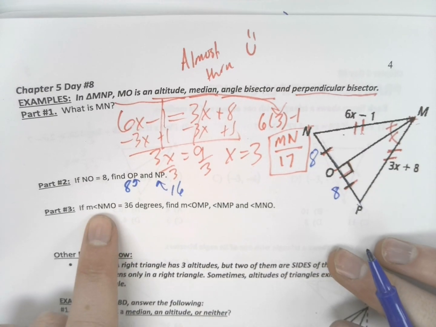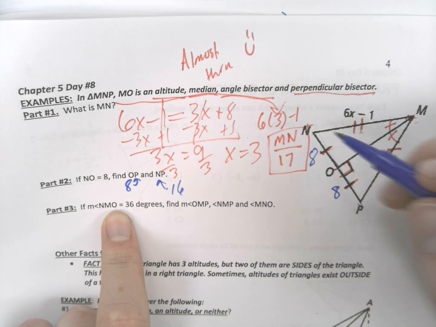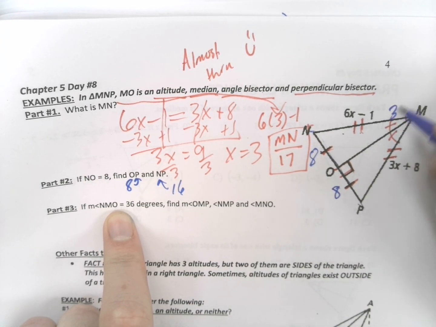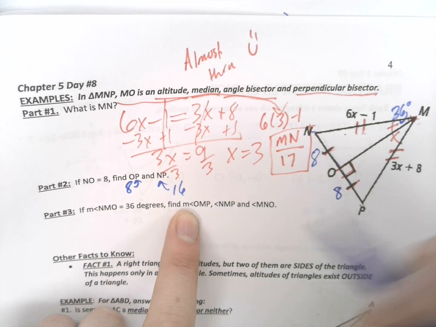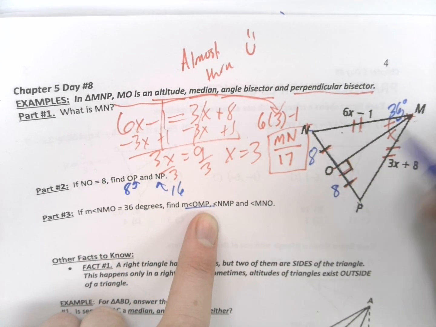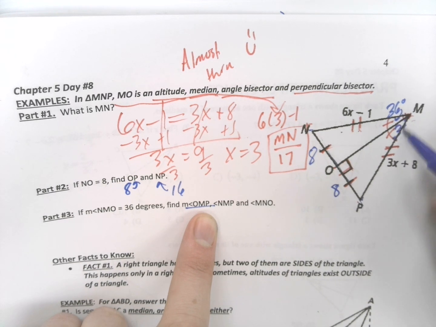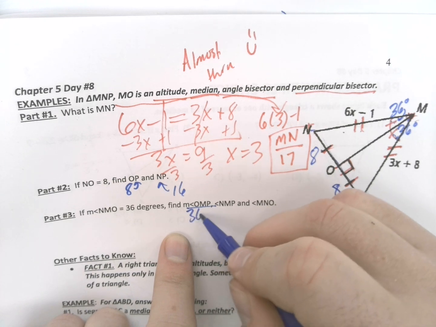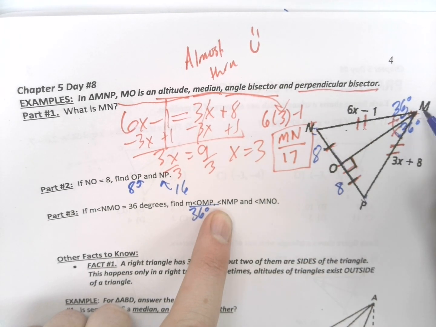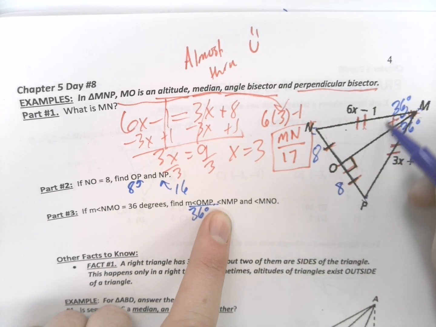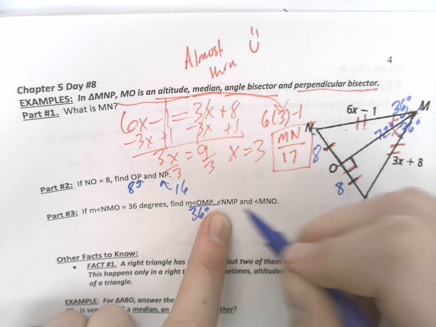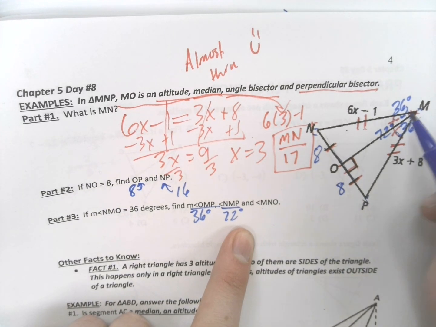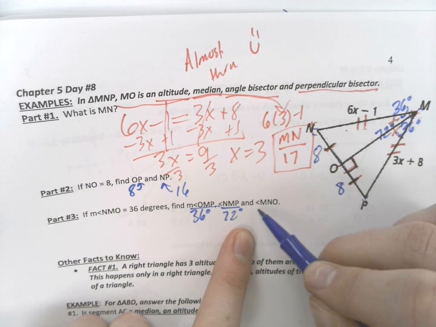And then, last thing here, if NMO, so this piece is 36 degrees, find OMP. That would just be this piece, which these are bisected, so they're the same. So that's 36. NMP, that's the whole piece. That whole thing is going to be 72 degrees.